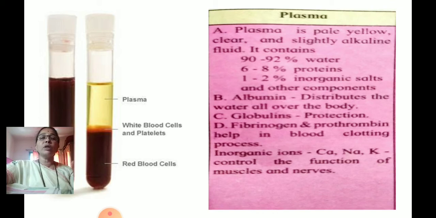Fibrinogen and prothrombin are the substances which help in blood clotting, as well as the inorganic salts. Inorganic salts help the muscles and the nerves. They connect the muscle and the nerve to the brain. So this you have already studied and I have explained to you.